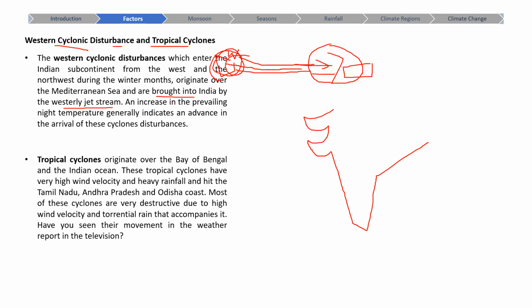Now you can understand the role of the westerly jet streams and how these westerly jet streams affect the temperature or rainfall during the winter season in India. And during the winter season only, these are the tropical cyclones which take place here.